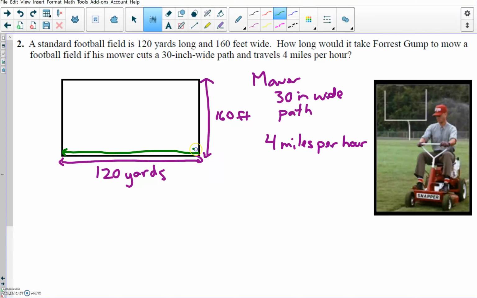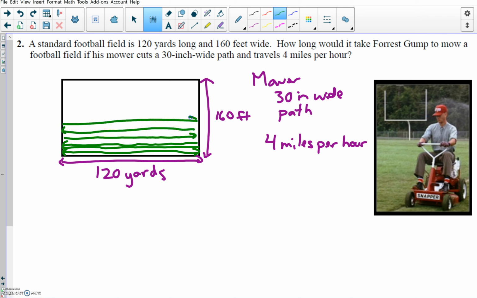I'm going to go from one edge of the field to the next, and I know that I'm going to cut that 30-inch path when I go one way. But if I was actually mowing the lawn, what would I do? Well, I would then turn and keep on coming back, cutting the grass for the next strip or row, and just continue going back and forth until eventually I've covered the entire field. So it's not that I'm just going the 120 yards once. I'm going to go over it repeatedly. And I think that visual is really important in understanding the next step.